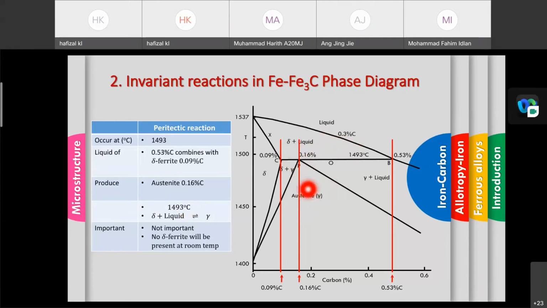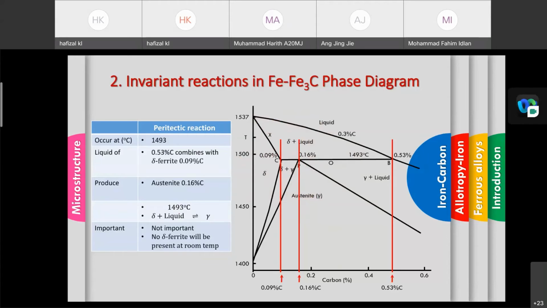This is the delta ferrite area. The significance of this area that we want to study is not quite important, because no austenite will be present at room temperature, as this area is at quite a high temperature. It's not very important.